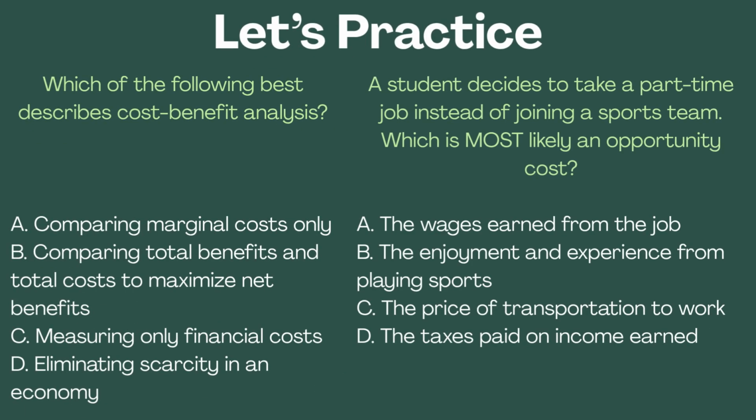Let's practice. Pause the video and try the left multiple choice question. Let's go over the left multiple choice answer. That's right, the answer is B, comparing total benefits and costs to maximize net benefits. Cost-benefit analysis is the process of comparing the total benefits of a decision with the total cost to determine whether the decision is worthwhile and will maximize net benefits. Now try the right one on your own.